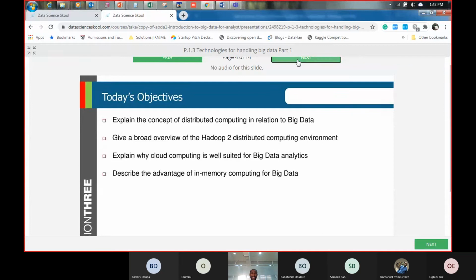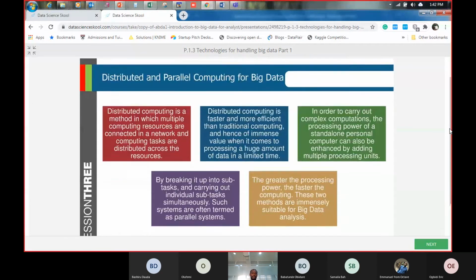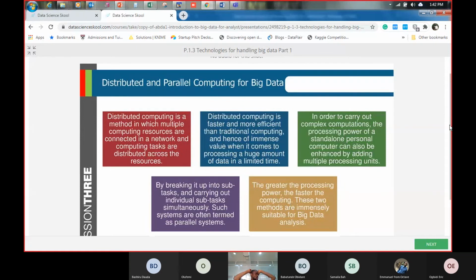So let's start. Let me go from known to unknown. I'll go from known to unknown. When you want to go and buy a computer from, say, Computer Village, for instance, you want to buy a PC.